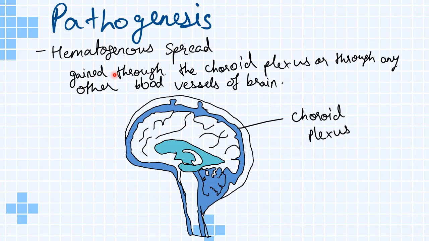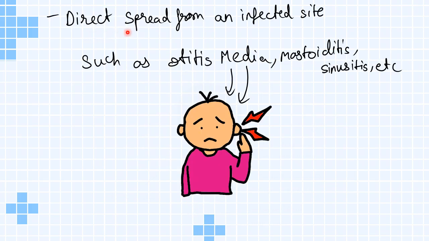Now, let's understand how organisms reach the meninges. The most common route is hematogenous spread. The organisms travel through the bloodstream and enter through the choroid plexus or any other blood vessels of the brain. This is the most common mechanism in meningitis. Another route is direct spread from nearby infective structures. Examples include otitis media, mastoiditis, and sinusitis. The infection extends directly into the meninges from these adjacent sites.